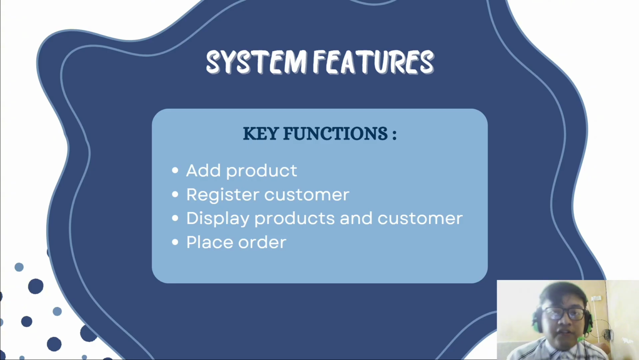Right now, first, we have the add products to inventory feature. This allows the user to input the product details such as the product ID, name, and price. These products are then saved into a text file named product_detail.txt so that they can be accessed later when placing orders. Next we have the customer registration. Similar to the product entry, users can register one or more customers by entering a customer ID and a name. These details are saved into a separate file called customerdetail.txt.